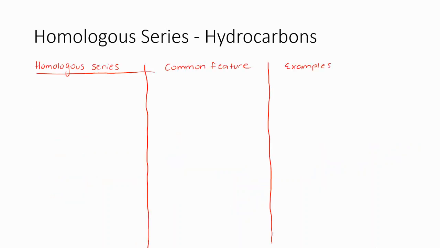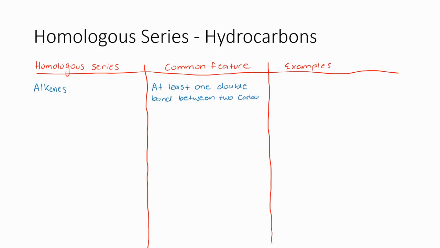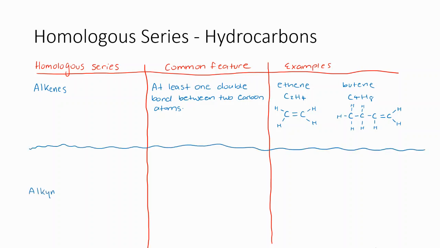We can do a similar thing with the next 2 examples of homologous series. So the first one is the alkenes family. Alkenes have at least 1 double bond between 2 carbon atoms. The examples here are ethene and butene, with the formulas C2H4 and C4H8.